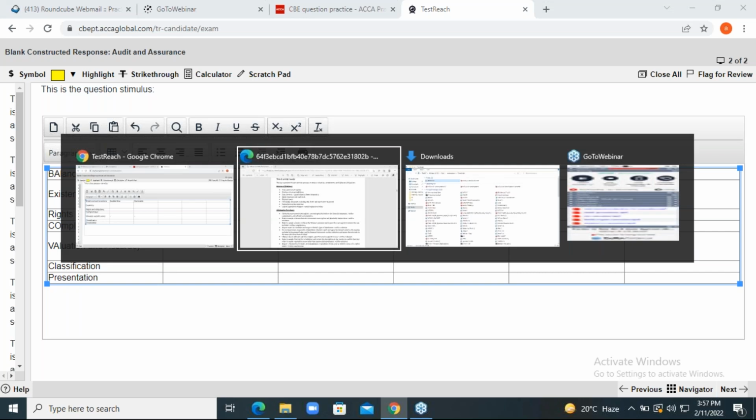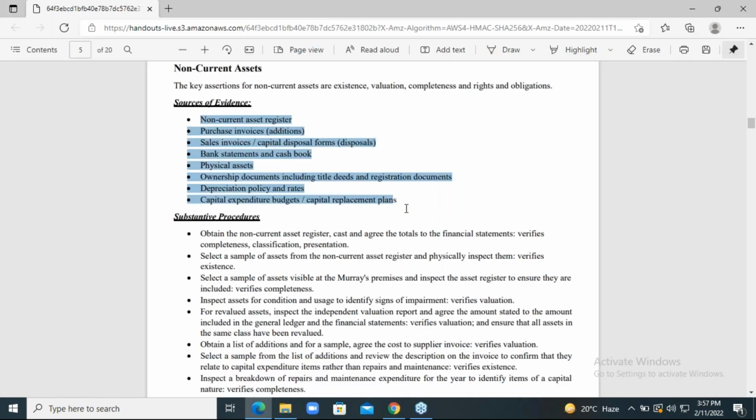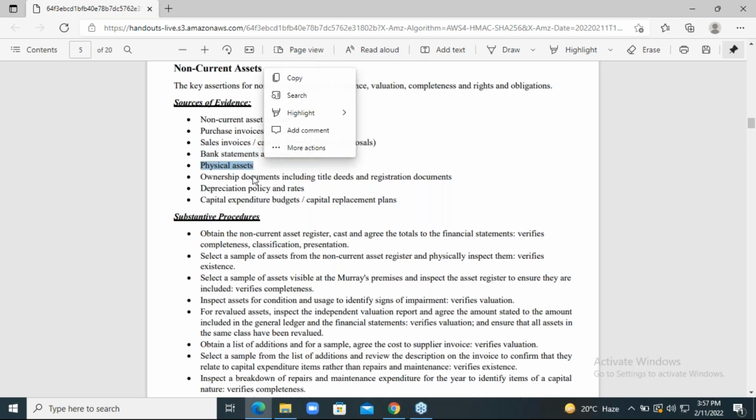What are the related documents? So these are the documents. Non-current asset registers are there. When you have purchased an asset, there is a purchase invoice involved. When you have sold some assets, there is a sales invoice involved. Whenever you have paid for an asset, the bank statement should be used. If you want to confirm the existence of an asset, then you need to physically see that asset, whether it is present or not. Ownership documents are there to confirm rights and obligations. Depreciation policy and rates are important for recalculation of depreciation and to see whether it is properly charged or not.